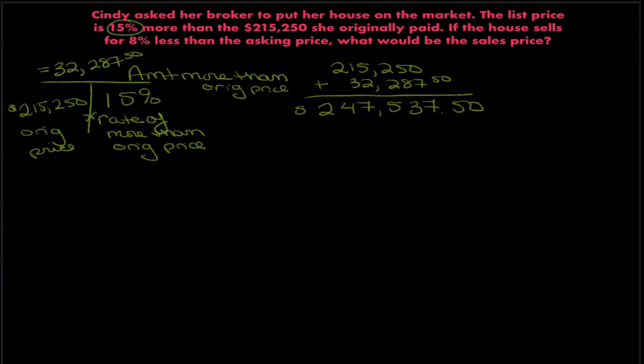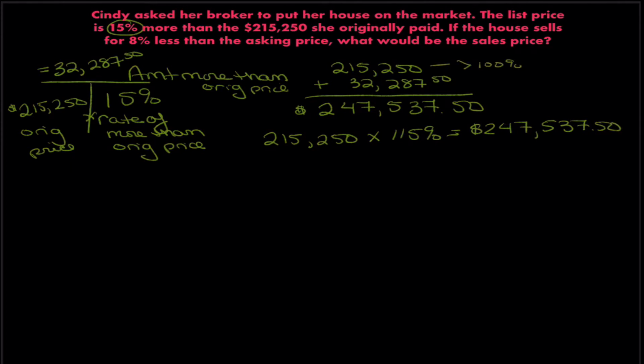So that means our list price is going to be $247,537.50. Now I'd like to point out, if you wanted to, you could have just simply taken the $215,250 and multiplied it by 115%. That would have given you the same answer as the $247,537.50. Why? Because this is the 100% of what she really originally paid, and this is 15% more than she originally paid, which makes this 115%.